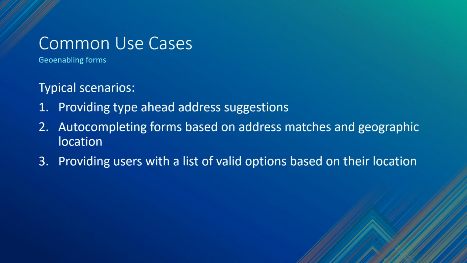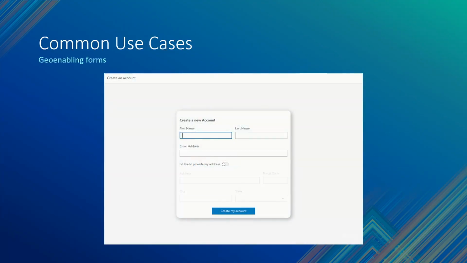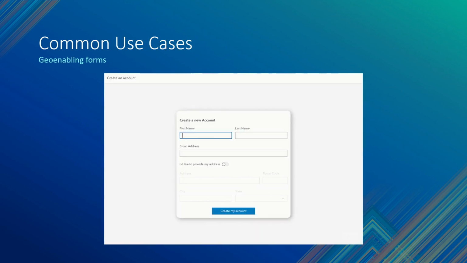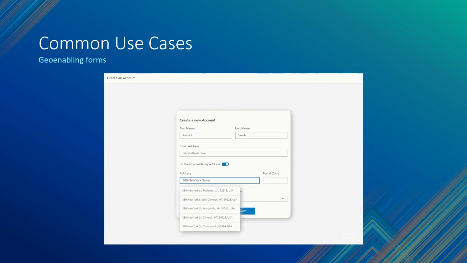Auto-completing forms based off of address matches in a geographic location, how other fields in a form get populated as a user selects that suggestion, as well as providing users with a list of valid options based on their location. And so we can see this as a form gets filled out and an address begins to type. We can see that drop-down box of suggested addresses using our suggest API. And then as that address gets selected, how does that relate to the following records within that form? It gets pre-populated.